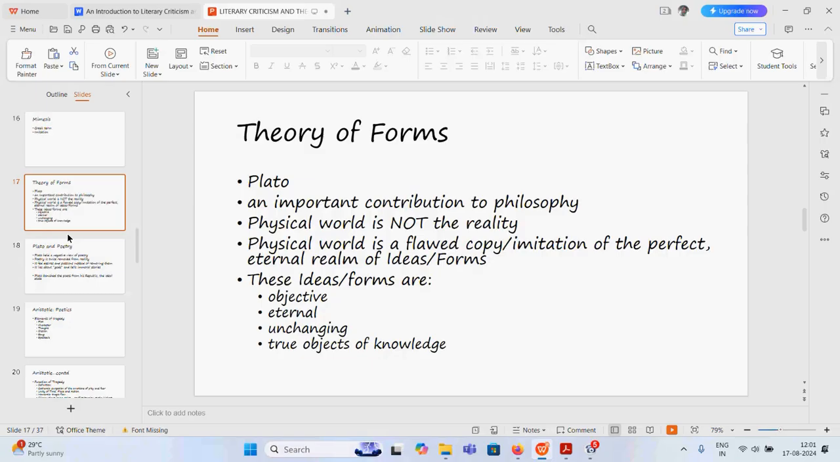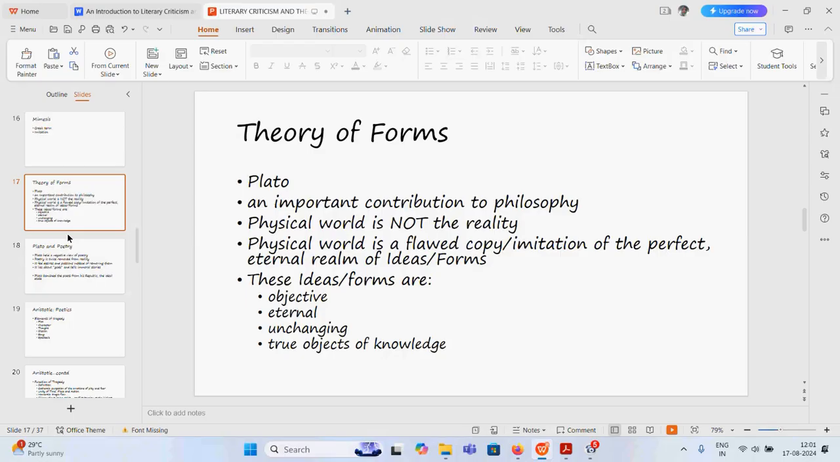How do we come to know the world around us? According to Plato, our senses can only provide us with knowledge of the physical world. And this physical world is constantly changing. So we do not know whether we should depend on our sensations, our sensibilities, or not.